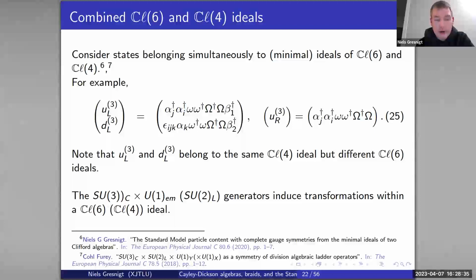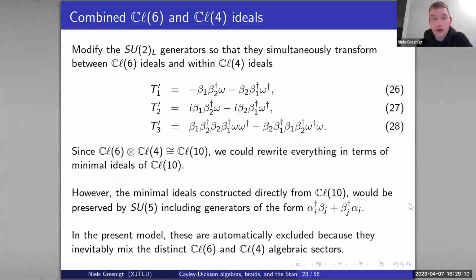And again, here, I've done this in a slightly different way to the way that Nicole has done this. And why I've done it slightly differently, I'll come back to later when I talk about braids. And so we see that the SU3 generators and the U1 generators, as well as the SU2 generators, introduce transformations between the ideals themselves. Whereas if we want to transform an up quark into a down quark, we need to actually change the CL6 ideals. So what I've done is I've modified those SU2 generators here to include an omega or an omega dagger.